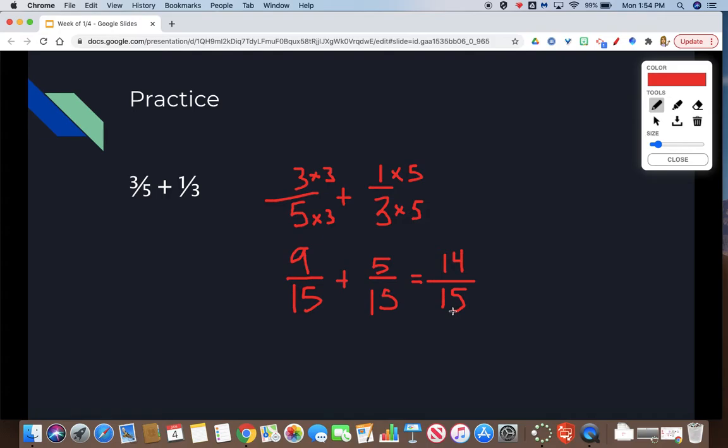Before we determine if we're finished, we want to make sure that our fraction is written in simplest form. 14 and 15 do not share any other factors besides 1, so we know we are in simplest form, and this is our final answer. Let's look at another example. 1/6 plus 3/4.